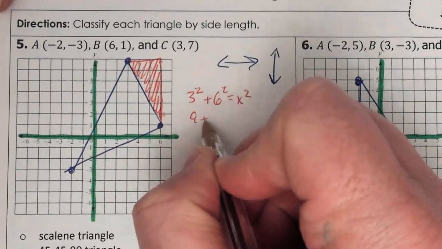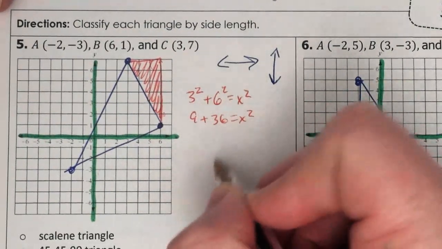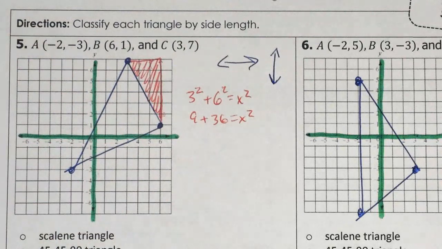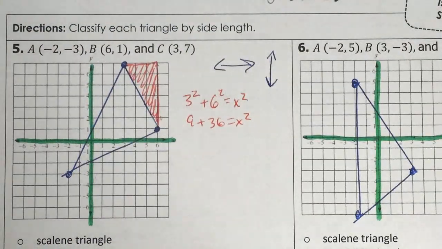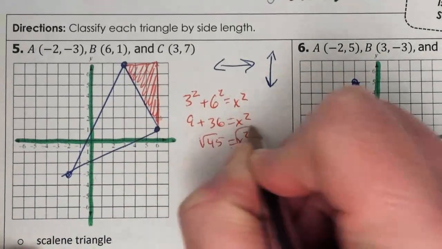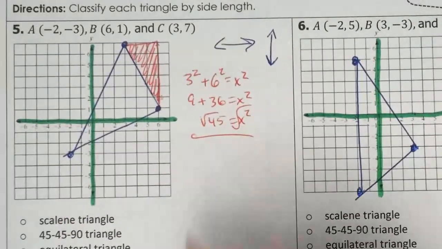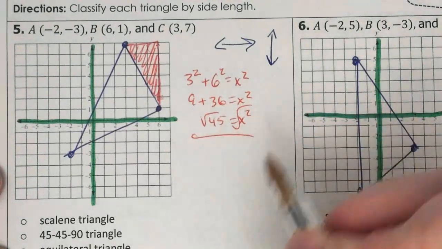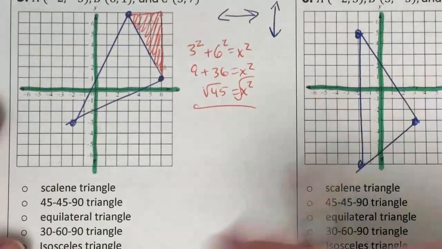So that is 9 plus 36 equals x squared. 9 plus 36 is math. So everyone should have their calculator. And that is 45. So you have the square root of 45 is equal to x. So basically I square root both sides. Okay, so I'm showing a lot more work right now. So we have this, so it's just square root of 45, and just leave it like that. Even if you can make it pretty, don't bother. Just leave it as radical 45.